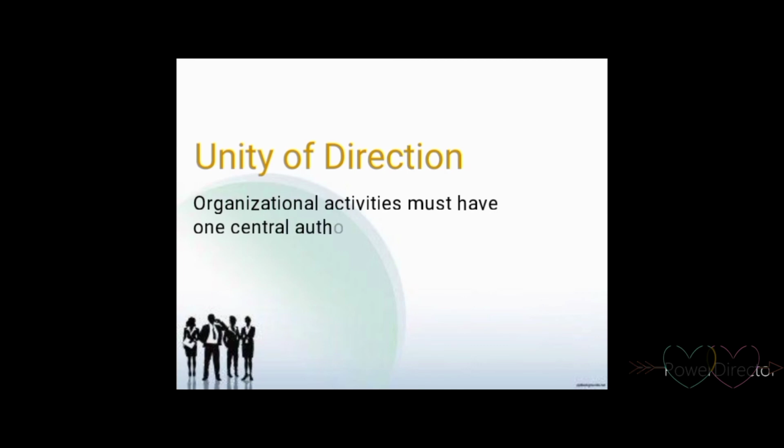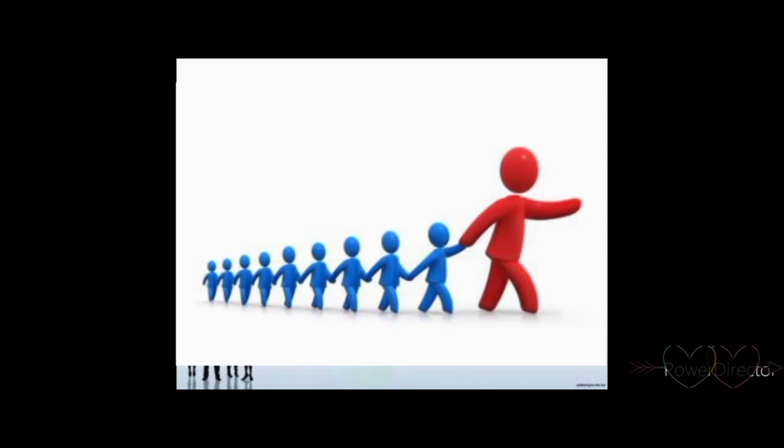Unity of direction. Organizational activities must have one central authority and one plan of action. Unity of direction principle. One head and one plan for a group of activities with the same objective. All activities which have the same objective must be directed by one manager, and he must use one plan. This is called unity of direction.